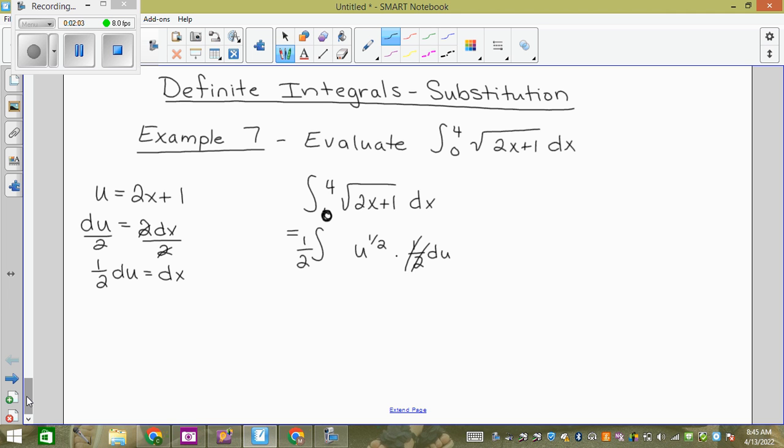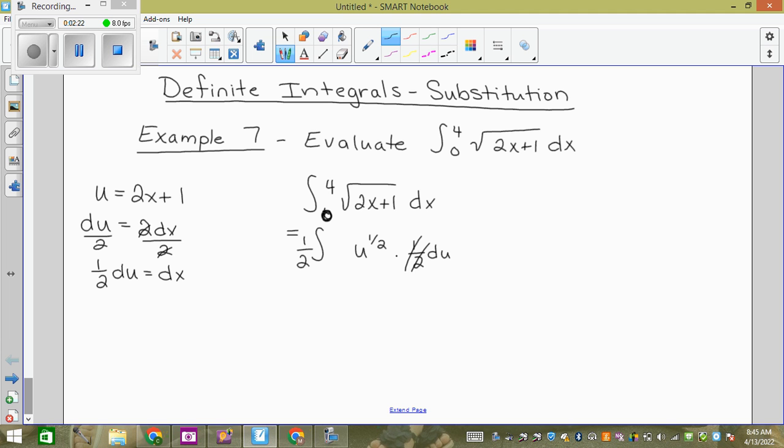So we have 4 and 0. Do you see that? But those are the values of x, are they not? So can I write 0 and 4 when I have u's? No, I have to find the corresponding u's that go with that. So there's an extra step when it's a definite substitution.